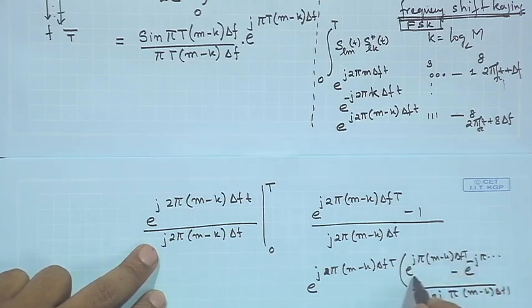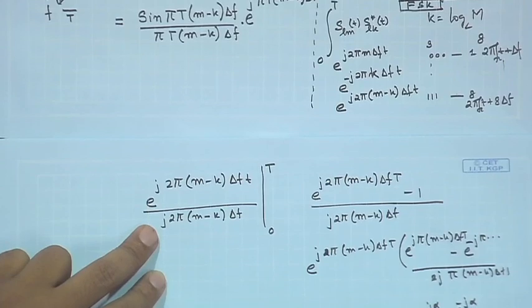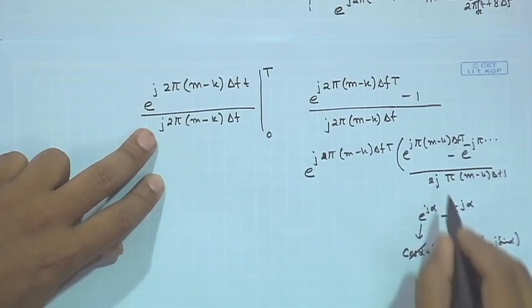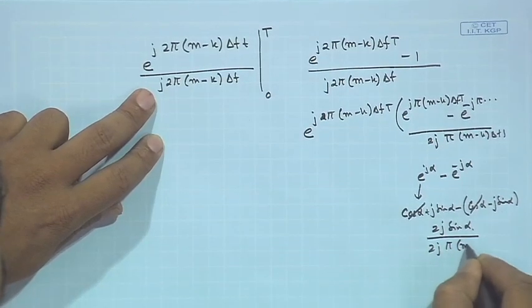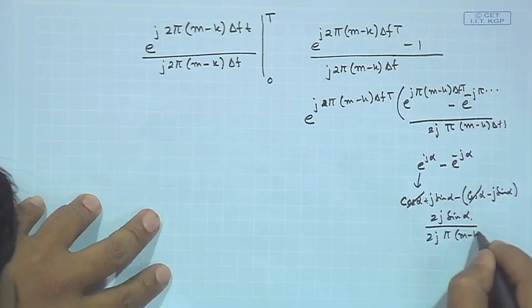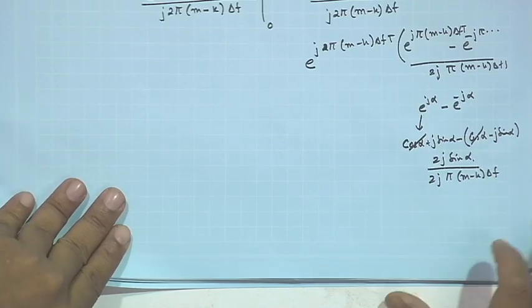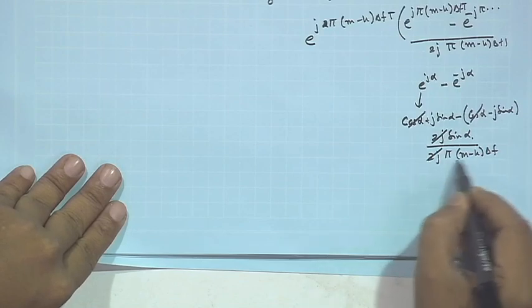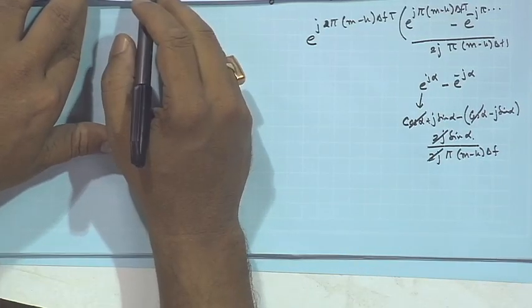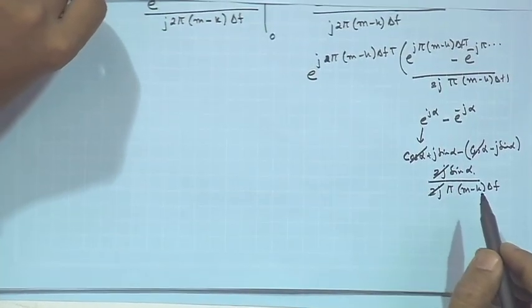So, this expression is e to the power of j alpha minus e to the power of minus j alpha. This is sine. So, cos alpha plus j sin alpha, and this one would be cos alpha minus j sin alpha. So, cos and cos cancel out, and you are going to get 2 j sin alpha in the numerator. In the denominator you have 2 j pi (m minus k) times delta f. So, 2 j cancels out, and you are left with this term, right. That is the term that we get over here, with a multiplication of T on the numerator.